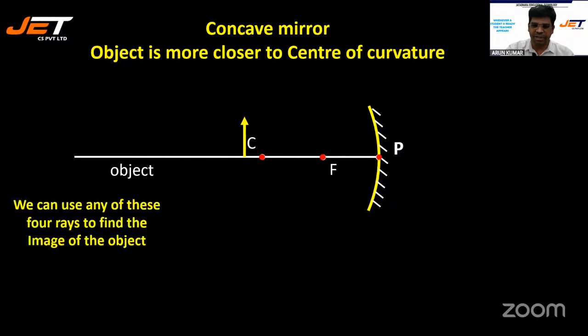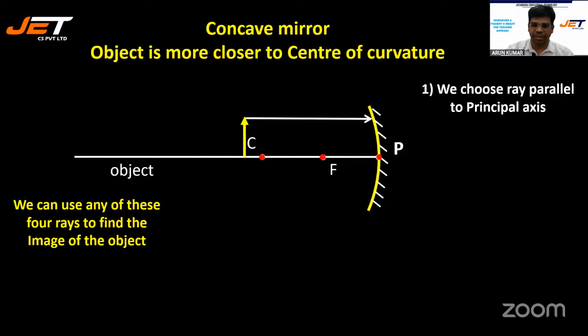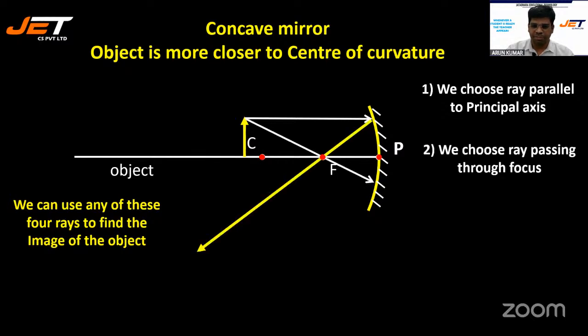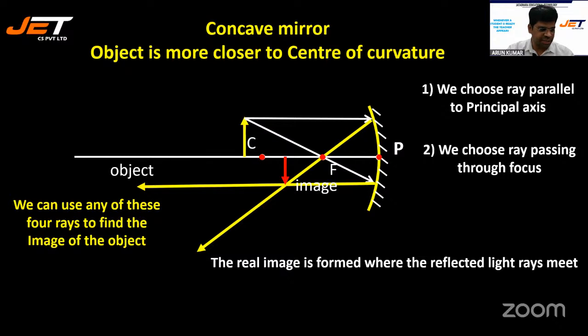Now in this case, I'll choose any two of the rays which we have discussed. First ray is parallel to the principal axis, passes through focus. The ray passing through focus passes parallel to the principal axis. I get an image like this. Again, the image is real, between F and C. As Sahasra has mentioned, it is between F and C. Good, Sahasra.